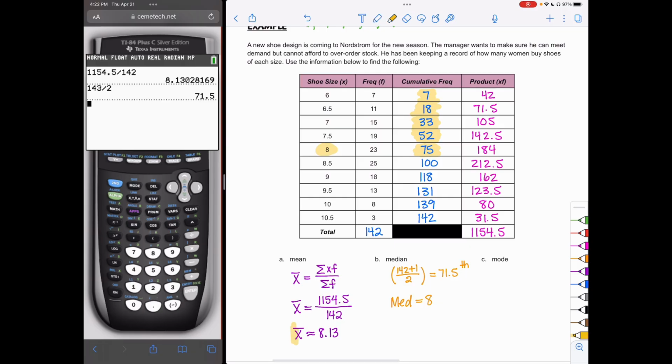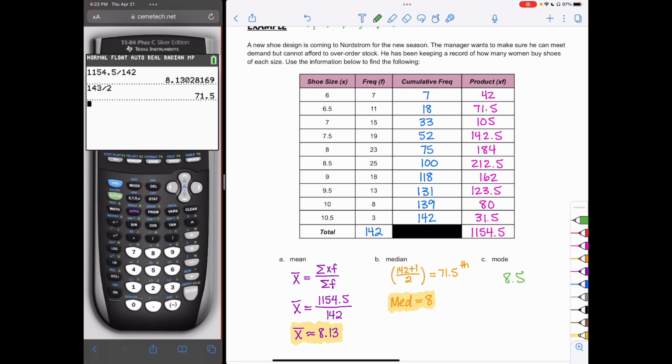All right. So I have my mean and my median so far. Next, my mode is going to be the number that shows up the most. So the number that shows up the most is going to be the number with the highest frequency. And as you can see here, 25 goes to 8.5. So 8.5 is the most common shoe size in this case.